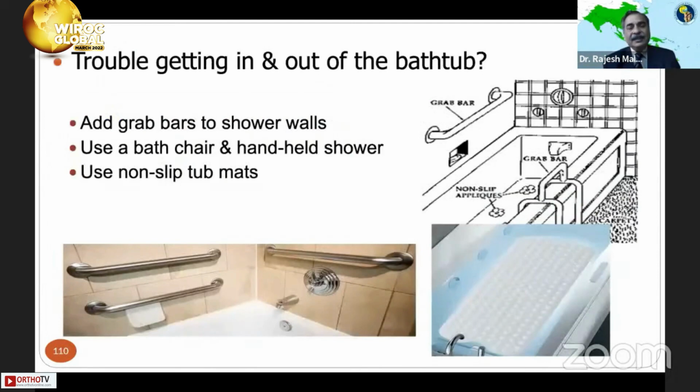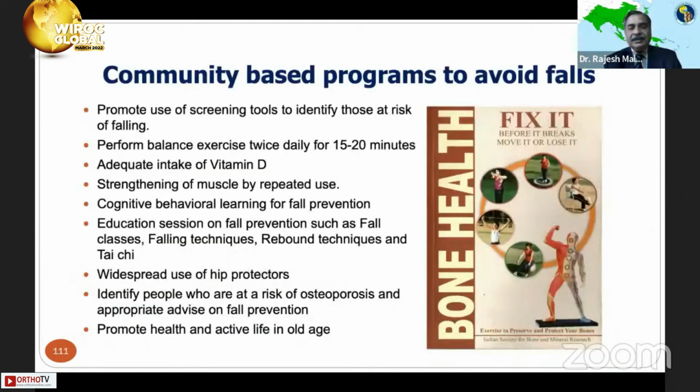And then the bathroom is a big offender. Add grab rails to shower walls. Use a bath chair and handheld shower, and use non-slip tub mats. And there are certain community-based programs which essentially mean adding screening tools, performing balance exercises, giving adequate vitamin D at community level, strengthening the muscle, cognitive behavioral training, educational sessions, popularizing hip protectors, and identifying people who are at risk of osteoporosis and advising them on fall prevention and promoting a healthy and active lifestyle.